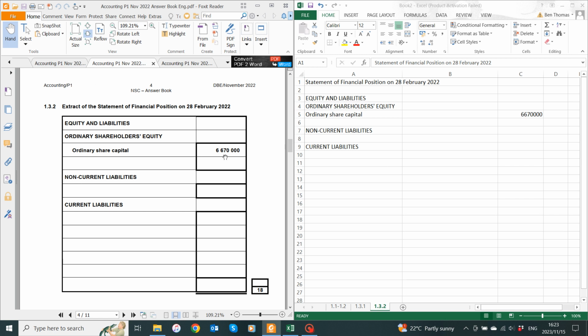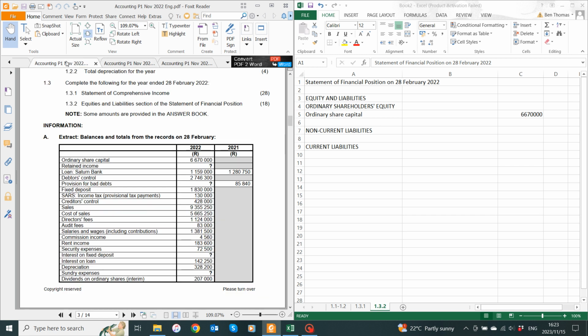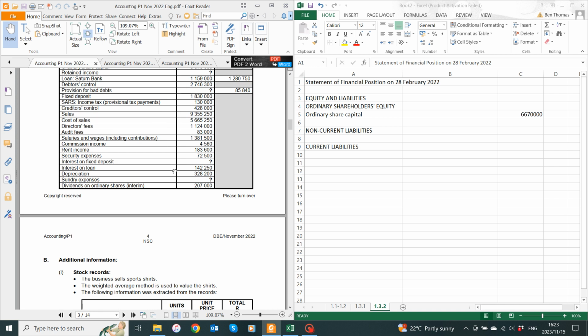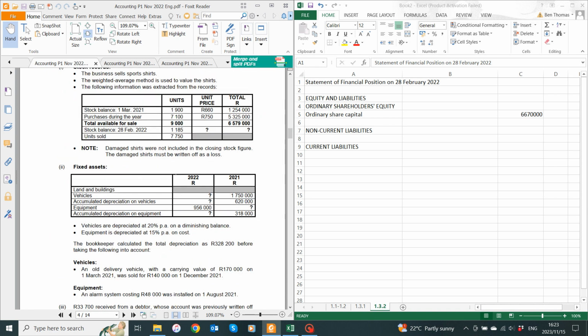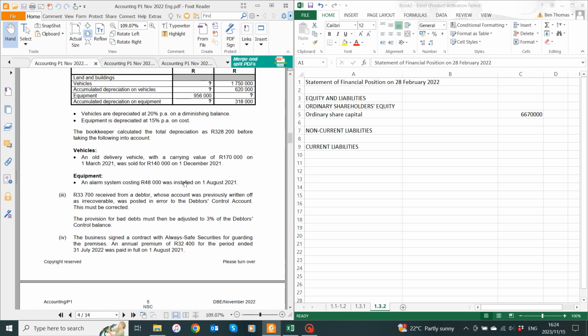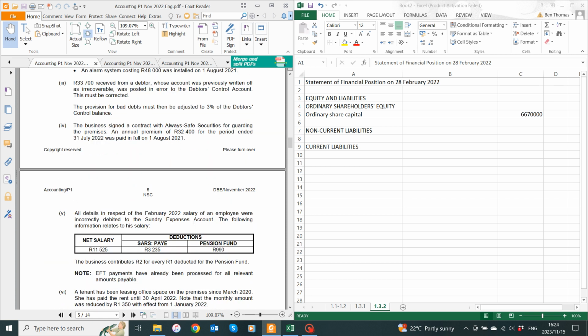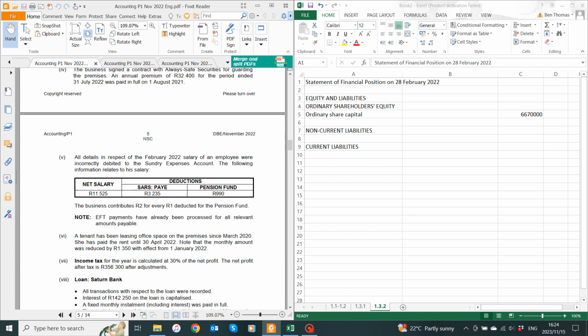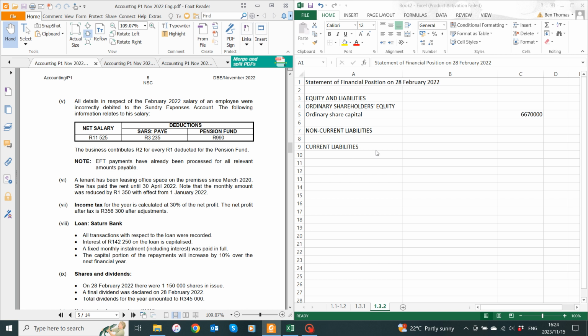They have given us ordinary share capital. Okay, so now we're just going to fill in everything that we can according to the information given. So if we look at what they have given us, the details here have all been filled in. We've done most of these things in the income statement already, so it's only this section that's left. So I think we can start actually with the income that has been received in advance here.